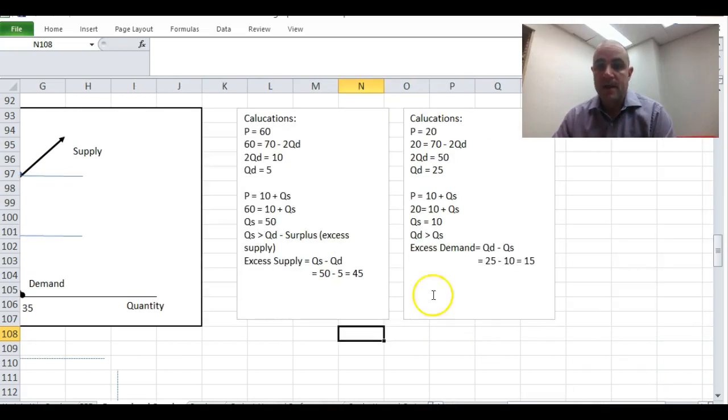And so how do we get to that point? Well, let's take a look.